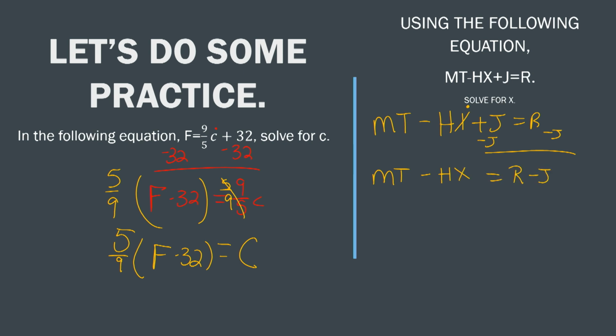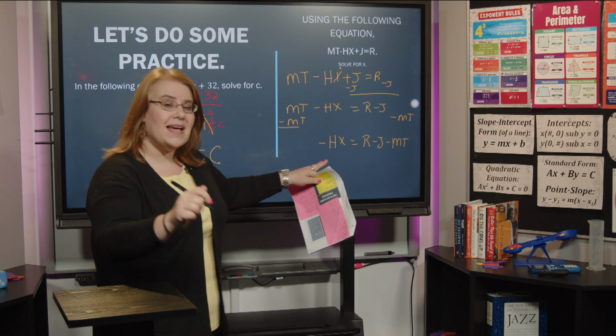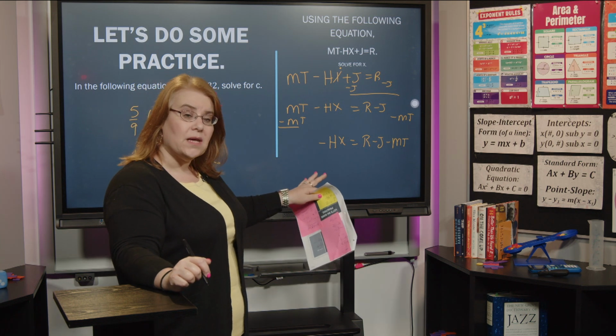Now, I need to move that mt away from my x side of my equation. So since it's positive, I'm going to subtract it again. I'm subtracting on the right as well. So I have negative hx equals r minus j minus mt. Now, I want everybody to look what we've got. Still don't have that x by itself, but I want us to look at something.